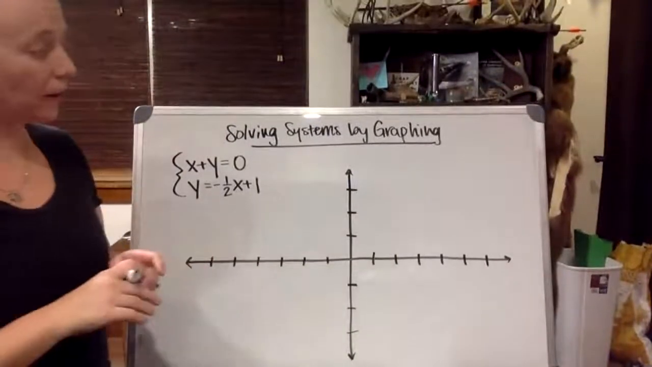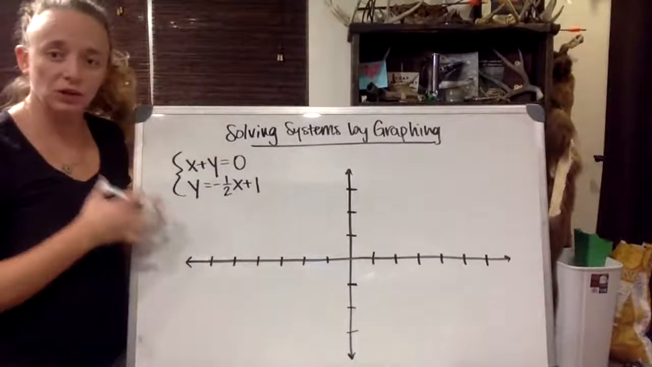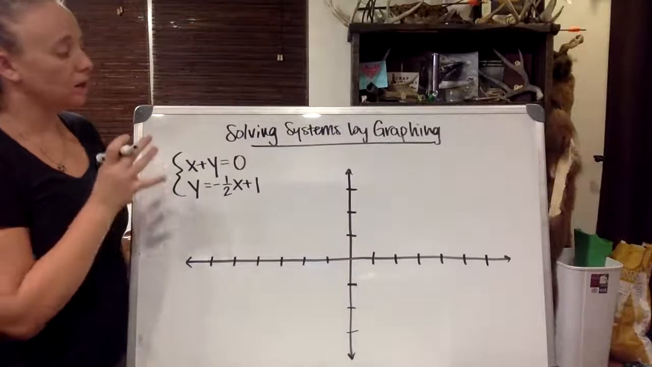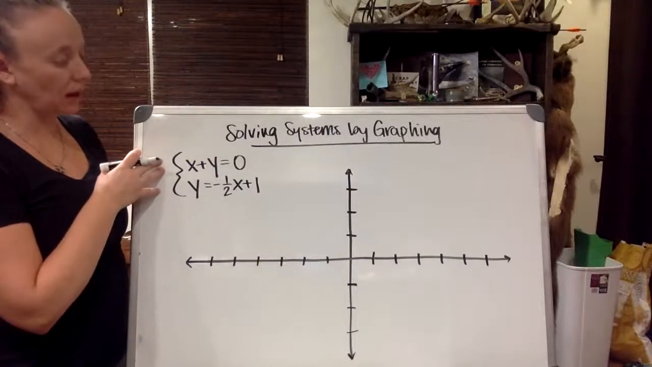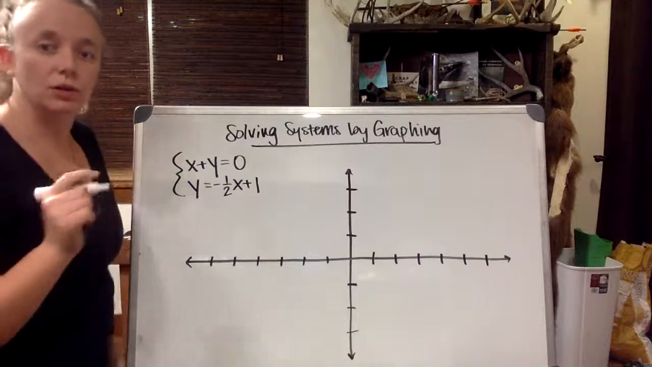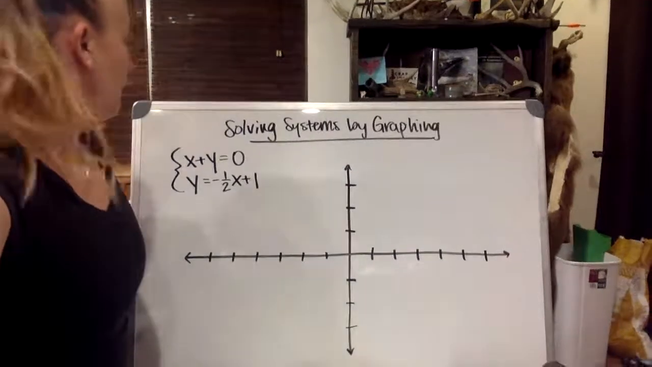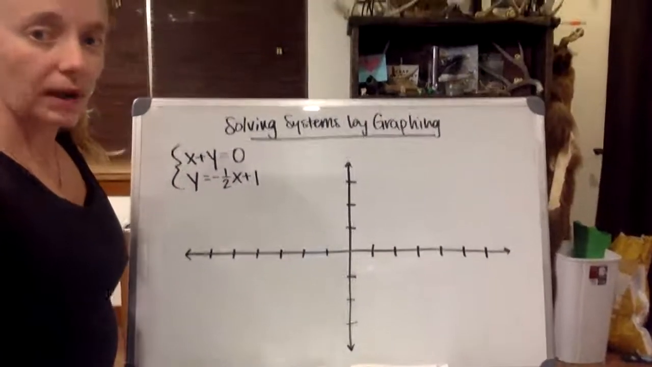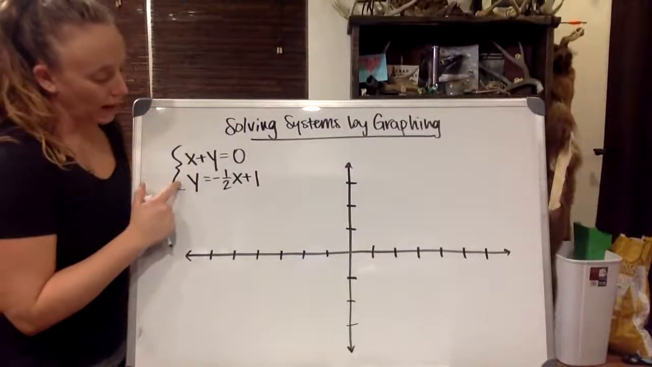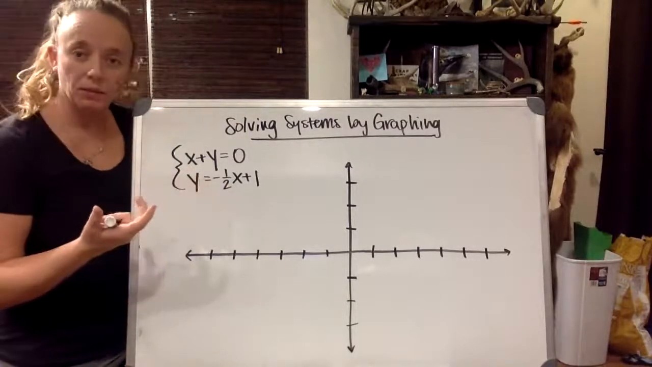All right, so we're going to start out with a fairly basic example so we can just see how this is all going to work. So we have a system here, and we are going to do the solution method of solving by graphing. So our system is x plus y is equal to 0, and y equals -1/2 x plus 1.